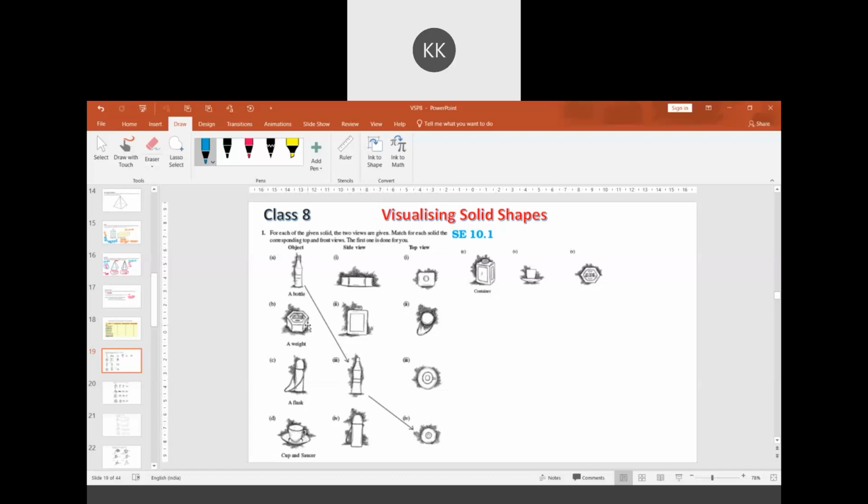Now, the second one is a weight. What will be the side view? First one. Let me write it like this. Option A is the first option, side view, for the first one. For the second, it is the third one, and the top view is the first and fifth.